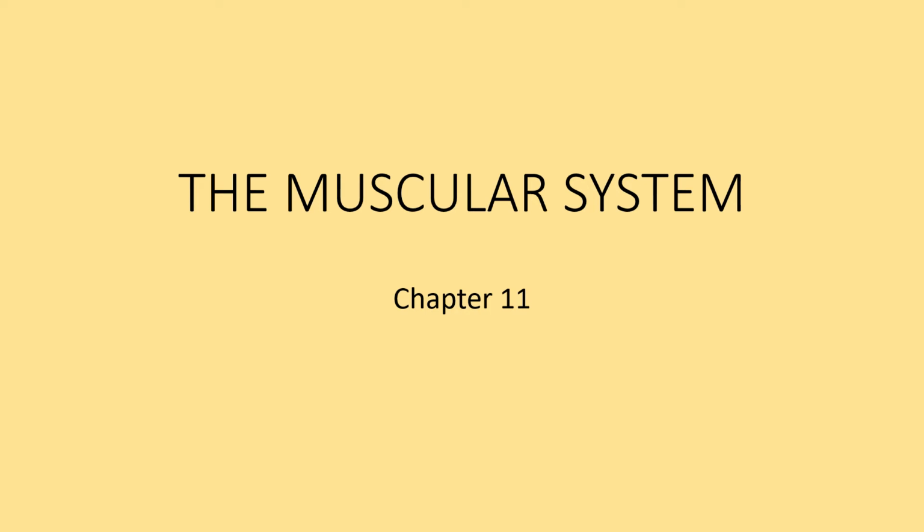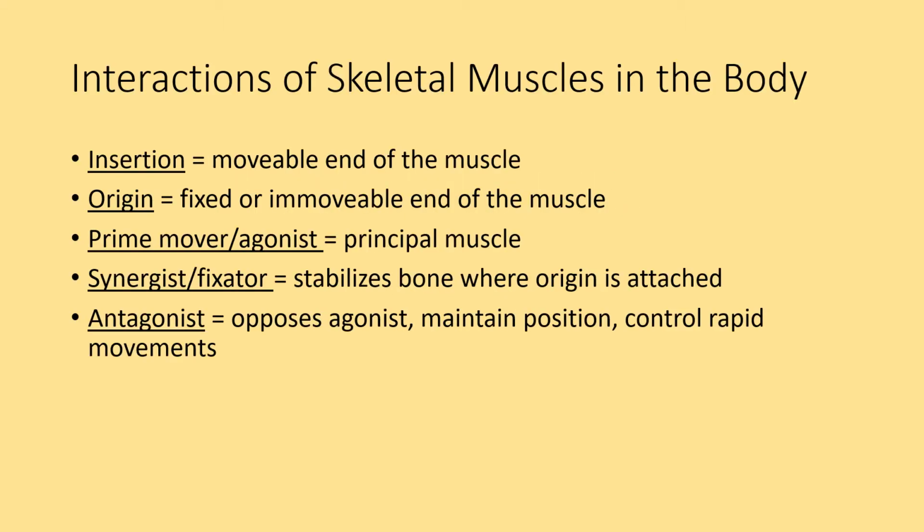This is chapter 11, which is talking about the muscular system. We're going to look at several different muscles. Before we get started on the muscles, some of the vocabulary. With muscles, we often talk about the insertion point or the origin point. The insertion is the movable end of the muscle. So when that muscle contracts, one end stays either completely still or almost completely still, and the other end is going to move. So the movable end will be the insertion. The fixed or immovable end, the one that's staying stationary, is the origin.